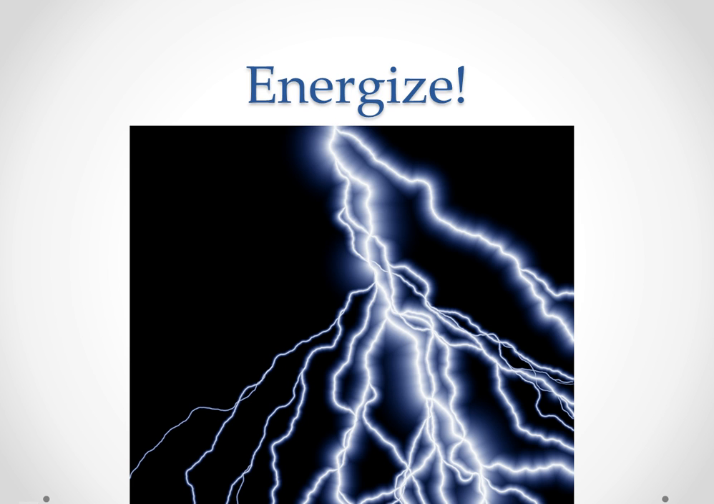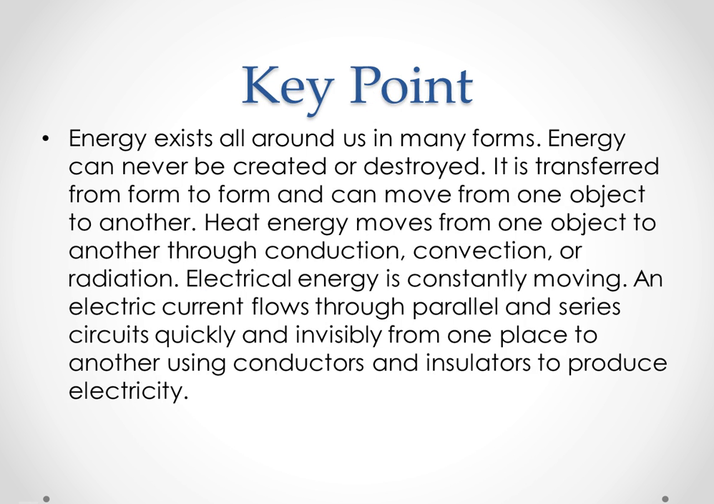We're going to start by reviewing our key point. We're going to do this before every mission so that we understand exactly what it is we are to be learning throughout this quest. Energy exists all around us in many forms. Energy can never be created or destroyed. It is transferred from form to form and can move from one object to another. Heat energy moves from one object to another through conduction, convection, or radiation. Electrical energy is constantly moving. An electric current flows through parallel and series circuits quickly and invisibly from one place to another using conductors and insulators to produce electricity.